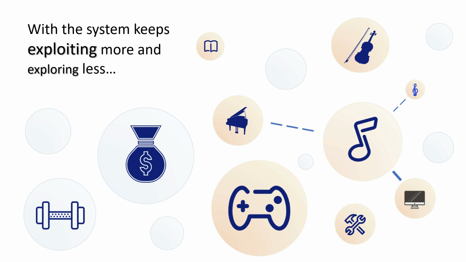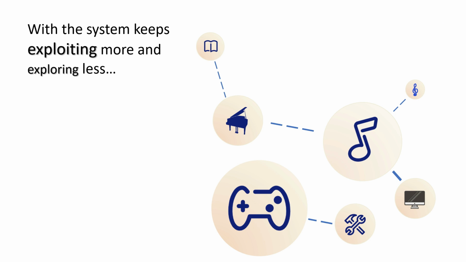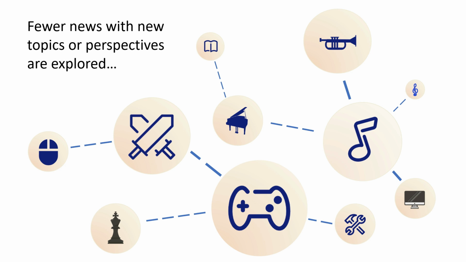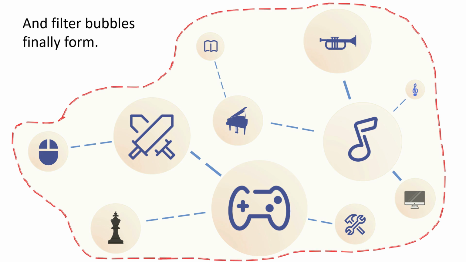This strategy can quickly predict what topic users are interested in. However, with the proportion of exploring continuing to go down, fewer new topics are recommended to users. And finally, filter bubbles are generated with a limited number of topics.